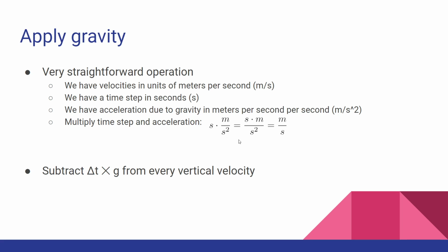That's what we use. So if we multiply the time step and the acceleration, right, we have seconds times meters over second squared. We can cancel out the seconds, so we get meters per second, which is just velocity. So we can just subtract this value from the current vertical velocity we already have. So for every vertical velocity we have in our fluid, we can just subtract this quantity from it, and that applies gravity.